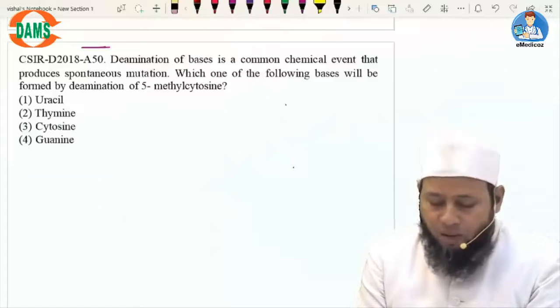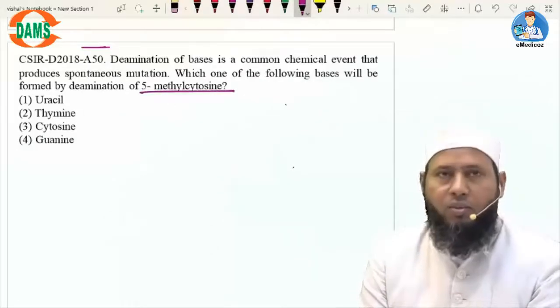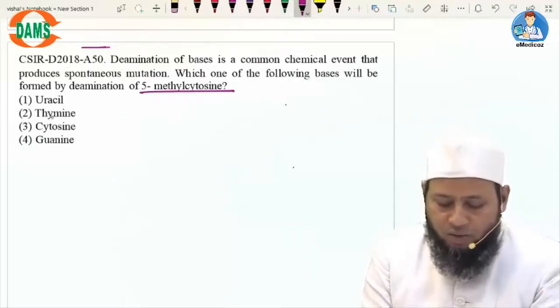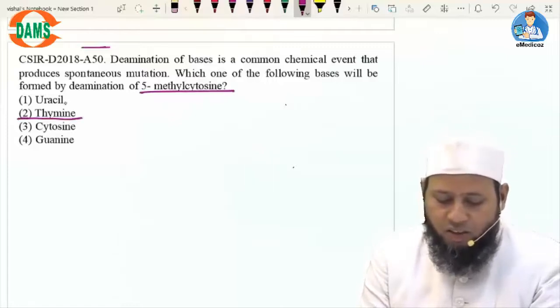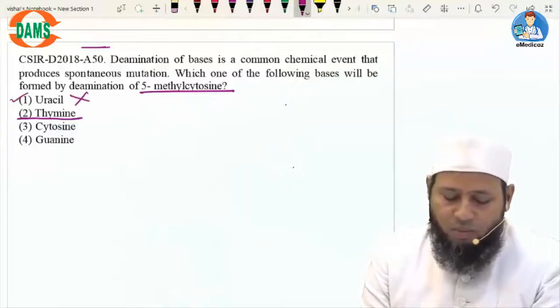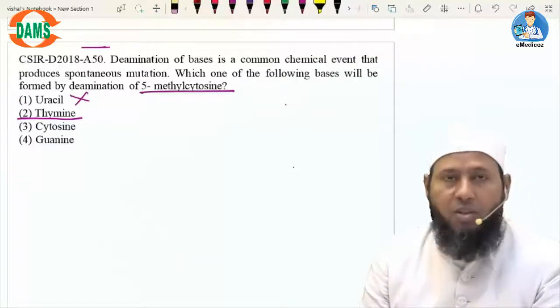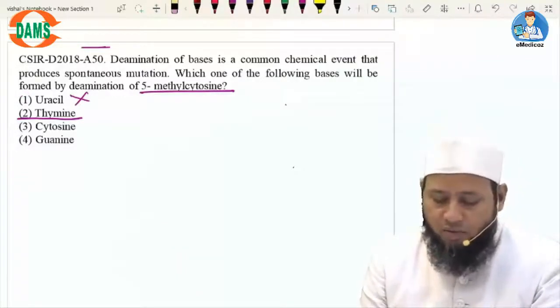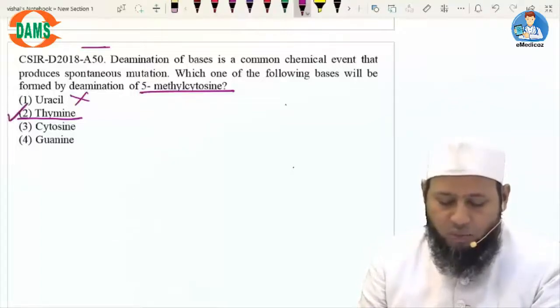So anyway, from the 5-methyl cytosine, we have already seen that it should give thymine, not uracil. Most of the people will go for the uracil, but remember, the uracil is formed from the cytosine, not from the 5-methyl cytosine, so the answer will be the thymine.